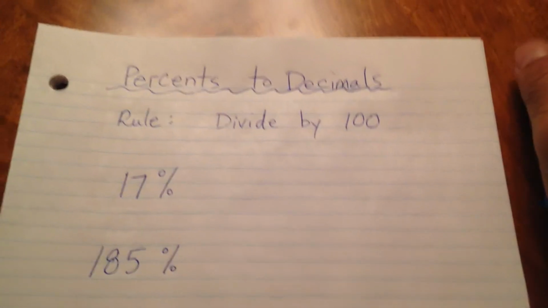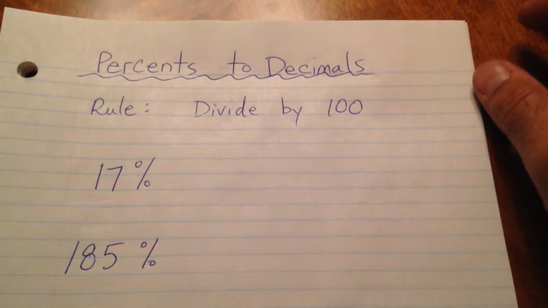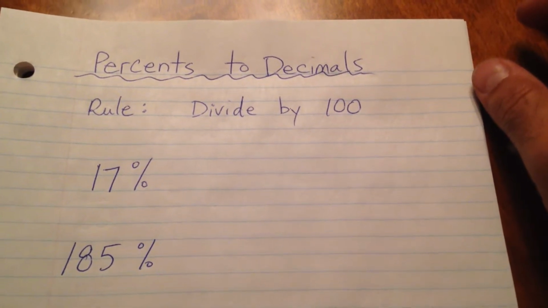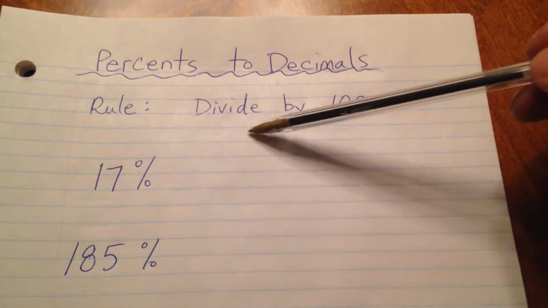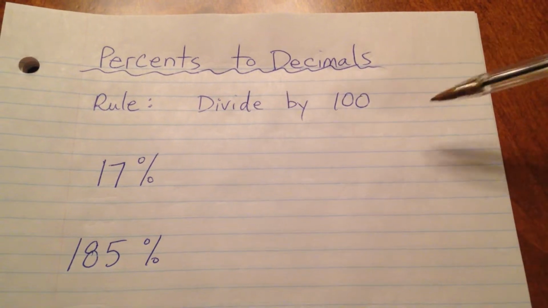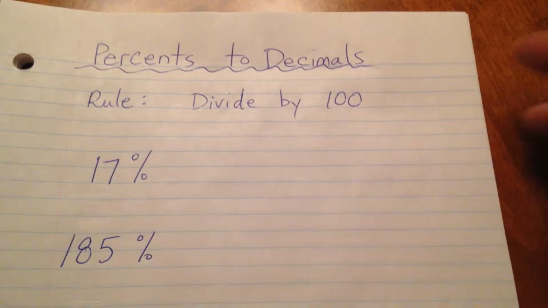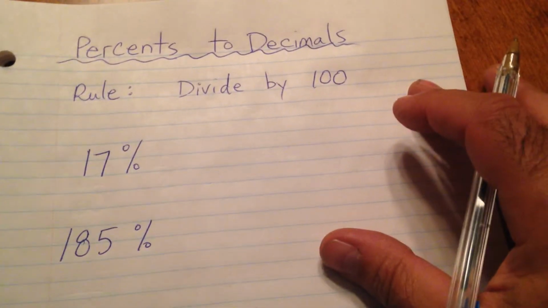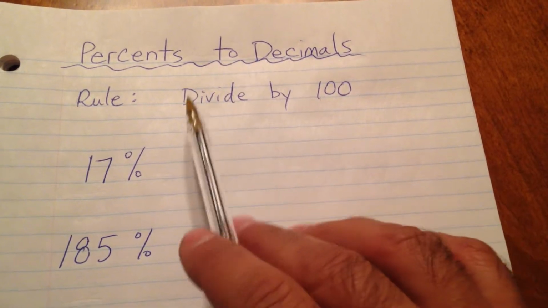Here's our fourth lesson on conversions. This is percents to decimals. So the very simple rule is when you see a percent, you want to make it a decimal. You don't multiply by 100, you do the opposite of multiply, which is divide by 100, and that converts it back to a decimal.